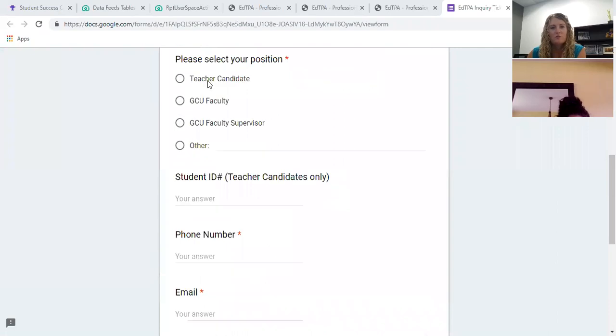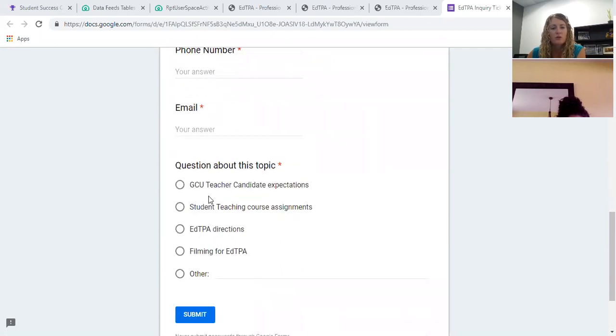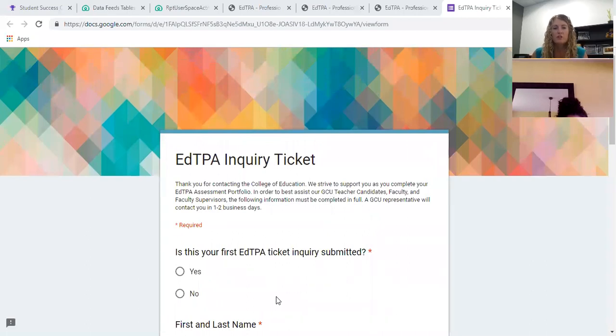Your position, you would be a teacher candidate, your ID if you're a teacher candidate, phone number, email, and what your question is. So then that allows us to get back to you in a timely manner regarding your EdTPA questions. Because your faculty member online may or may not have a lot of information about EdTPA. If they do, great. If they don't, we don't want you to feel alone. We are still here to help you here in the College of Education. So you can submit this EdTPA inquiry ticket anytime. You can submit it multiple times throughout the semester. Whenever you feel you need some EdTPA guidance, definitely get in here.